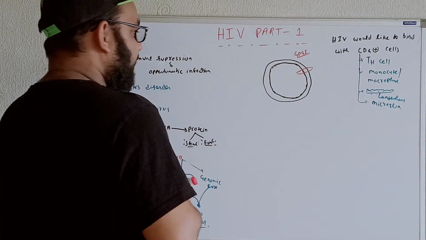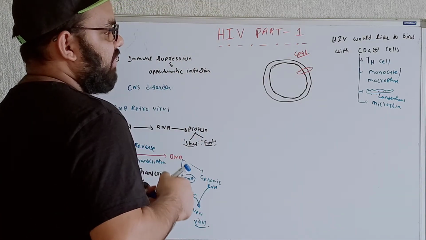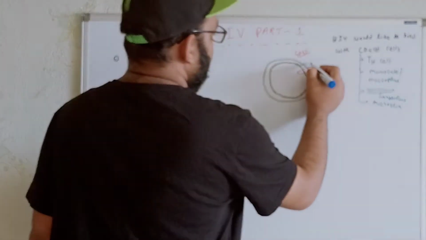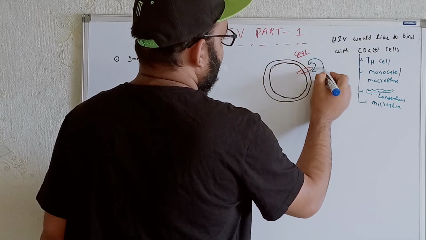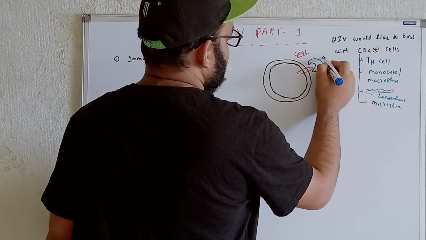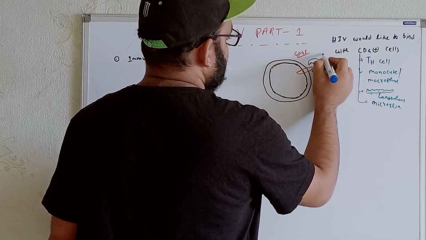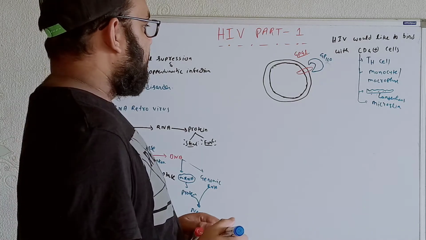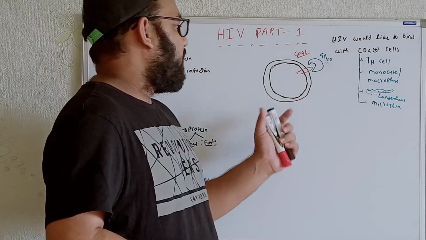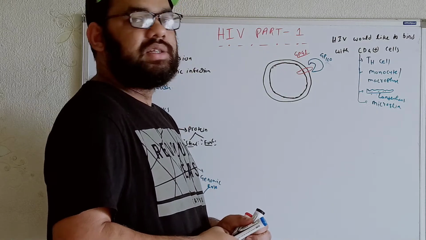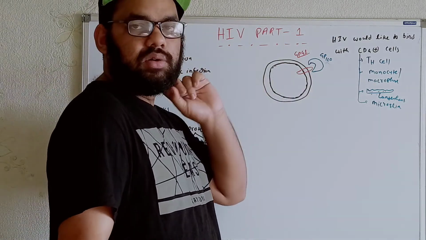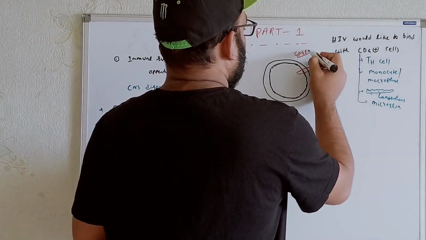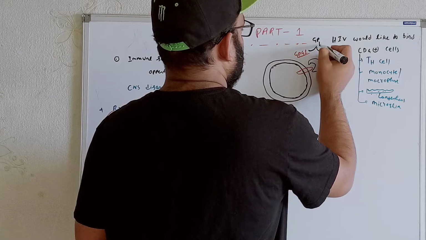Along with it, we will get another protein bound with GP41. This is known as GP120. GP means glycoprotein. Now GP41 and GP120 together, we can say GP160, not 161. If we add them, we can say GP160 only.